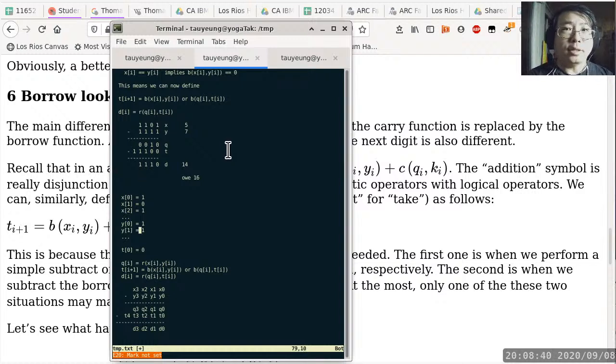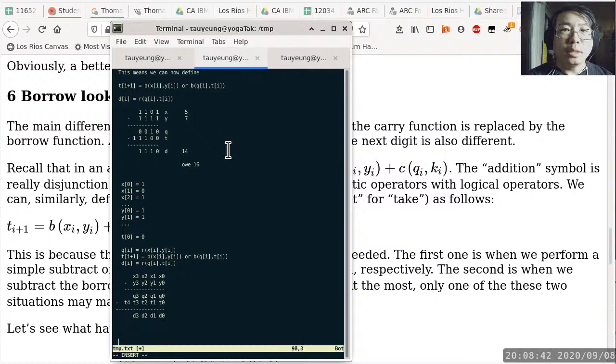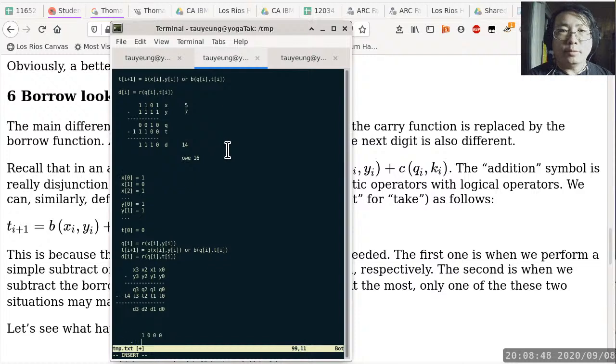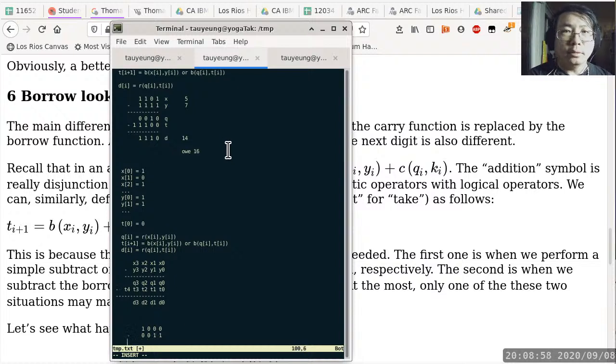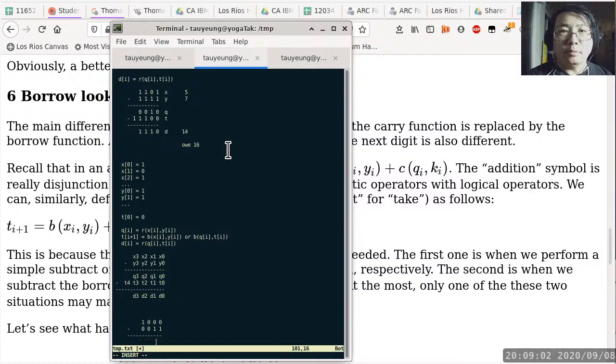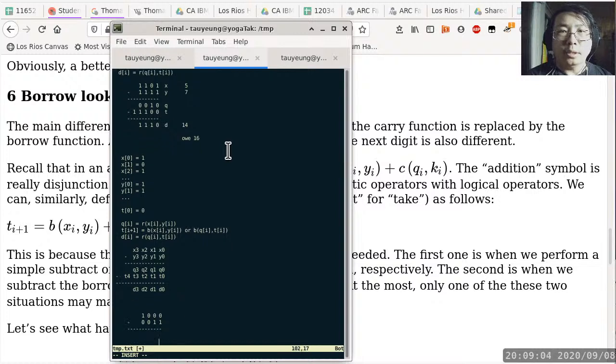Let's try another example. So this time we'll go ahead and try 1, 0, 0, 0, and we'll subtract from it. Okay, we'll move the subtraction down here. So we'll subtract from this 0, 0, 1, 1. Okay, that looks kind of interesting. And then we want to figure out what the answer is.